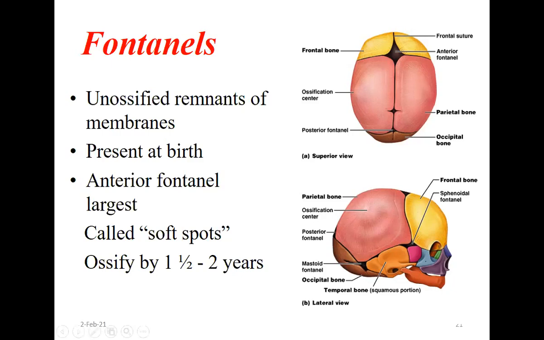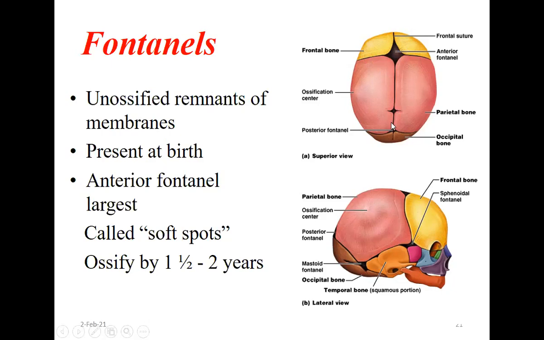So these are fontanels, or unossified remnants of the membrane. If you see here, this is one of the very largest fontanels. This is called the anterior fontanel. This is unossified, meaning it is not calcified, and it remains like a membrane up to the age of 1.5 to 2 years. So it is present at birth and the anterior fontanel is the largest.